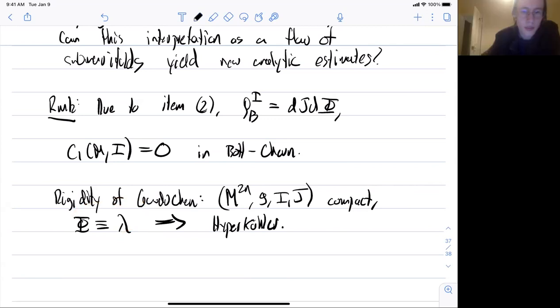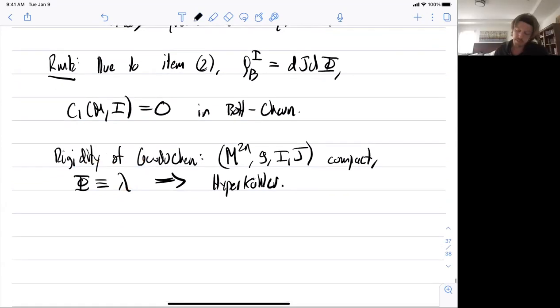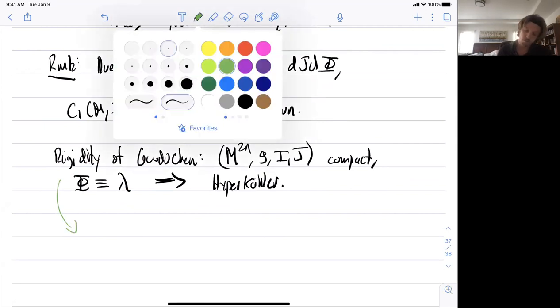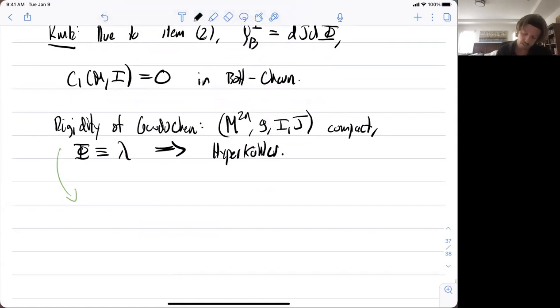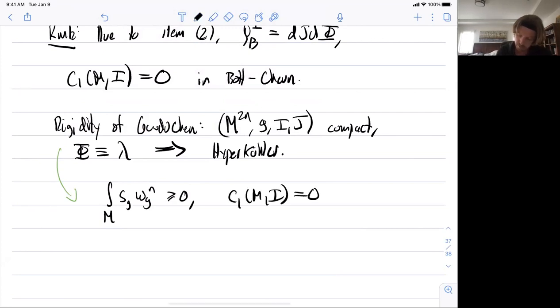How does this follow from the rigidity of Gauduchon? So basically, this general result that we had mentioned is, he shows if you have, say, the integral of the Chern scalar curvature against a background Gauduchon metric is bigger or equal to 0, but C1 of M, I is 0 in the Bott-Chern sense, then in fact this scalar curvature is identically 0. And so there's some further curvature identities.